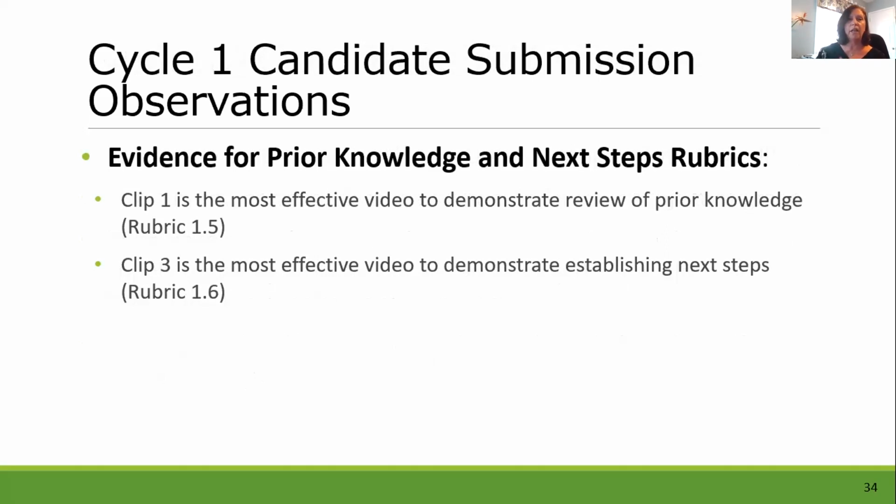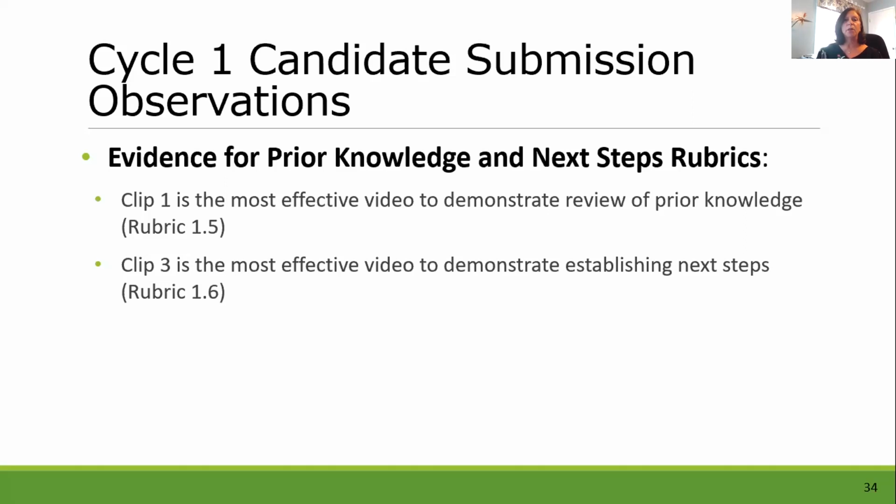Particularly in cycle 1, a few observations to share with you. Video clip one is the most effective video to demonstrate that review of prior knowledge. Now, Tina showed you some data across the rubrics at the rubric level, and we have consistently seen, not only this fall, but last spring as well, and even earlier, candidates struggling with cycle 1 in regards to rubric 1.5, which part of 1.5 says we need to see the prior knowledge taught. We need to understand what was taught before this lesson content-wise. What content was taught prior to this lesson?